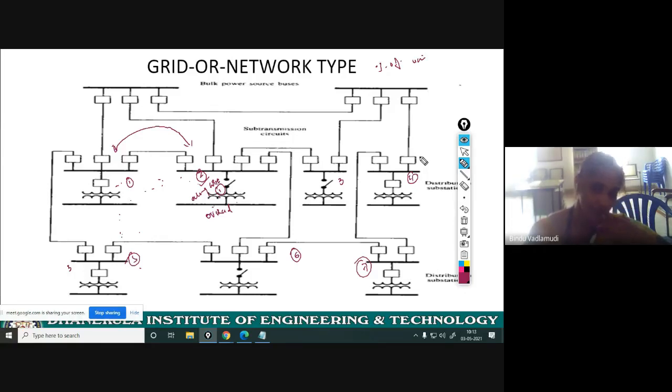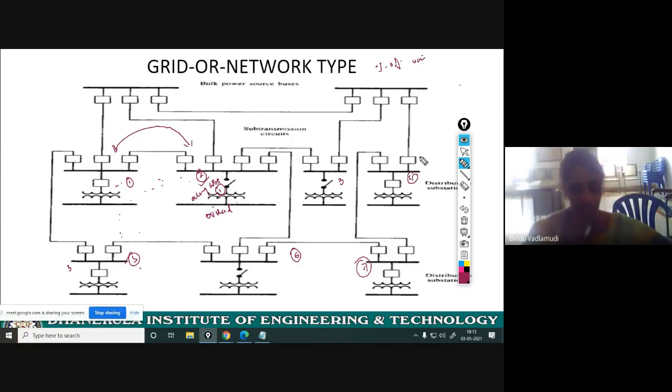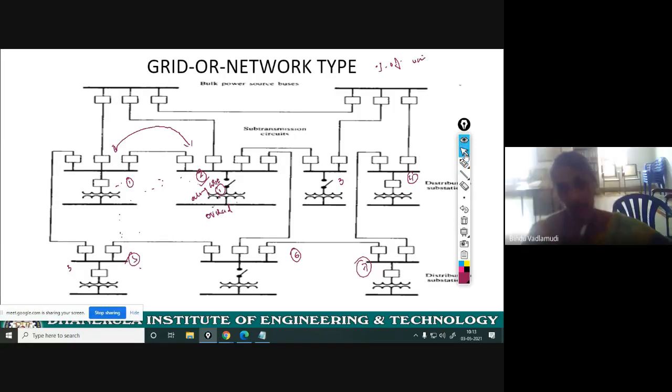What are the limitations? Any limitations? What are you feeling on observing this diagram? Two bulk power sources, ma'am. Then what are the limitations? Is the network complex or not? Yes, ma'am.